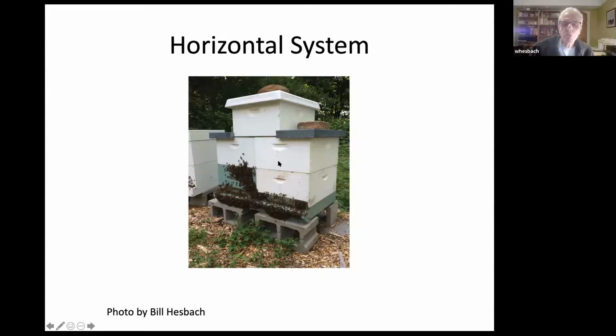And both colonies have access to the same super. So the theory here on these horizontal systems, two queen systems, is that they will build. You have two queens, two colonies, and only one place to store the honey. So they store it like crazy up there, and you make a lot more honey.